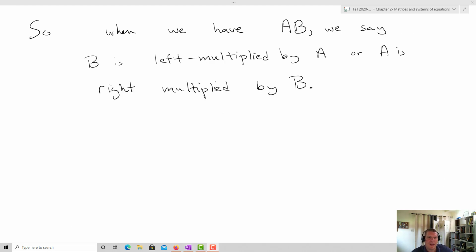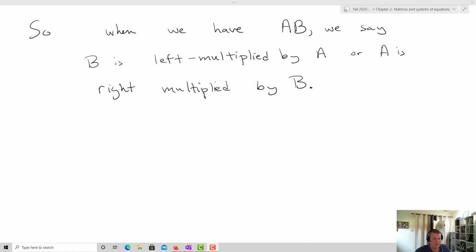So when we have AB, we're going to say that B is left multiplied by A, or A is right multiplied by B. We're actually going to define on which side we're going to be doing our multiplication of matrices, right? And if I say AB, I literally mean we are left multiplying B by A, or we are right multiplying A by B, okay? So AB, not BA, okay?